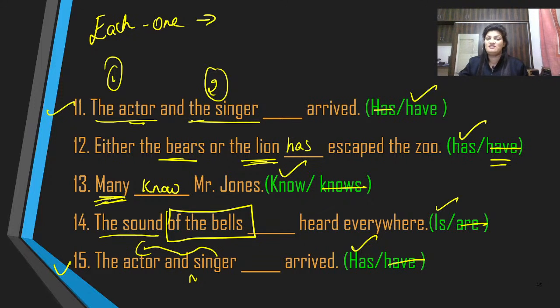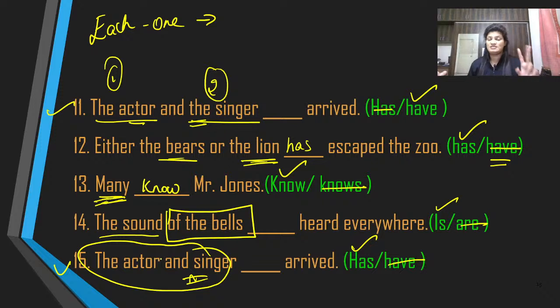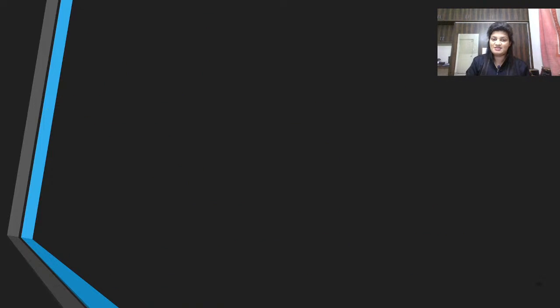When you say "the actor and the singer", we are referring to two different people. But if you say "the actor and singer" without any article or determiner, in that situation you consider this as one singular subject and not a plural subject. Rishika's answer was correct. Most of you were correct, I know.